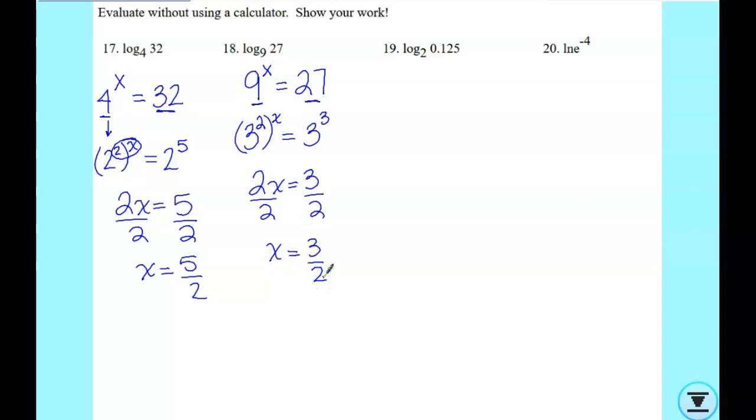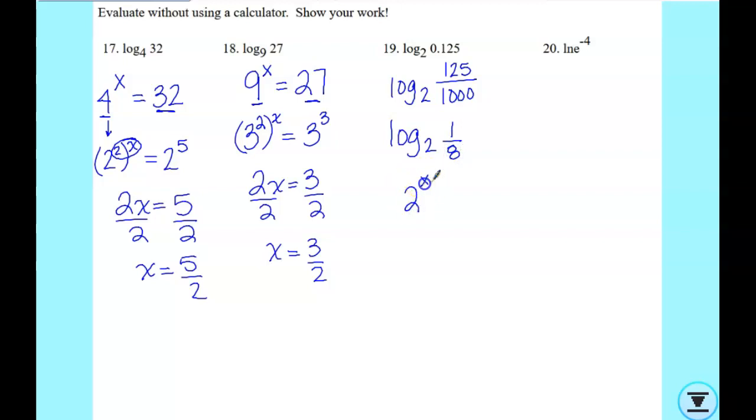Number 19 is similar to the one that we had on the previous page, where we want to change this one into a fraction. So this would be 125 over 1,000, which I believe is the same thing as 1 over 8. So this would be log base 2 of 125 over 1,000, which is the same thing as log base 2 of 1/8. So we can rewrite this one again.